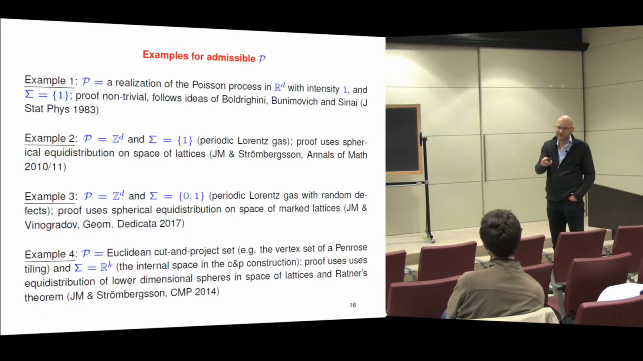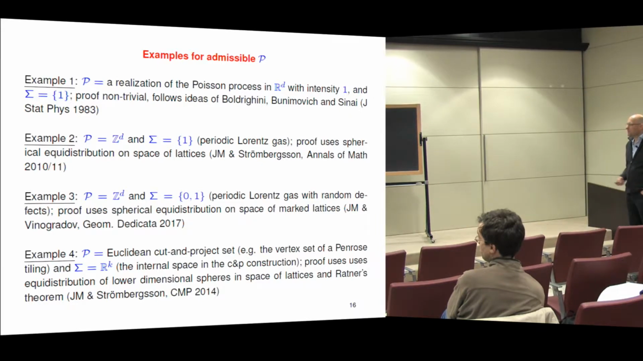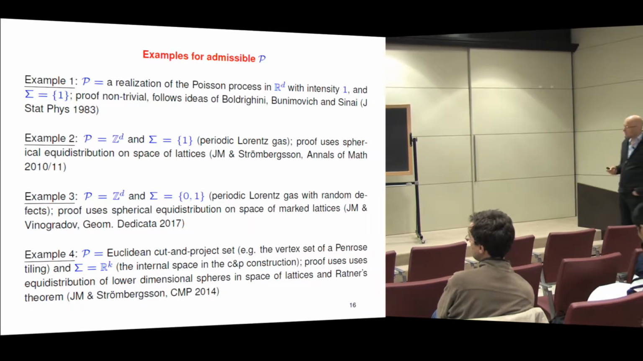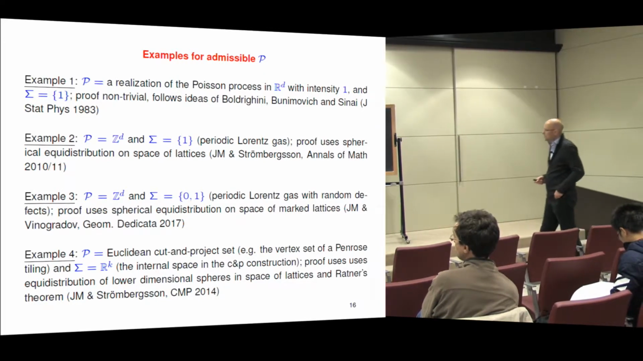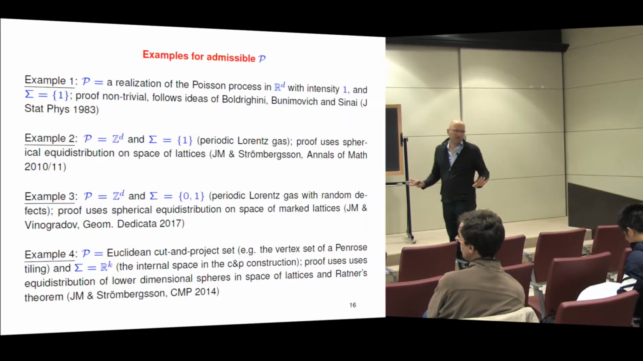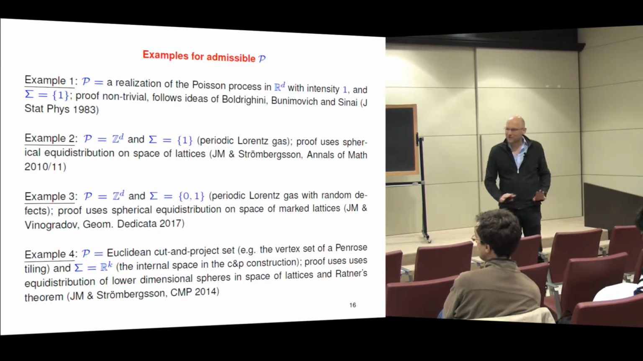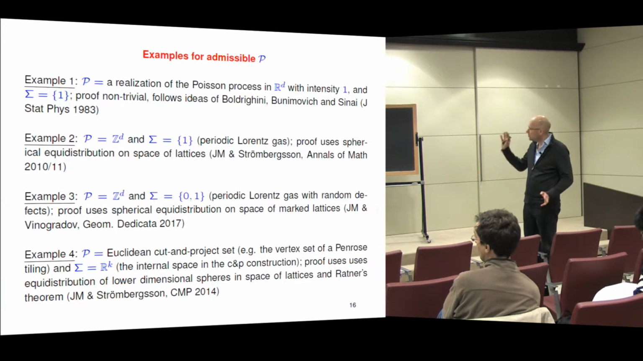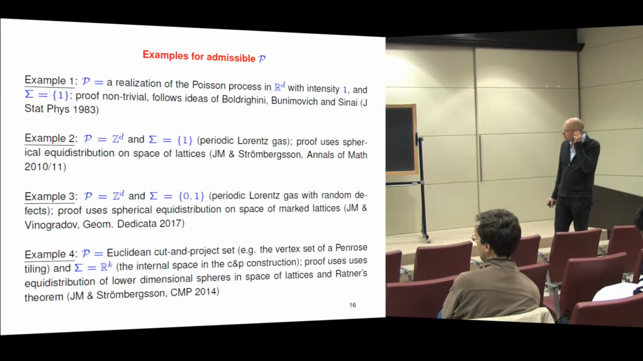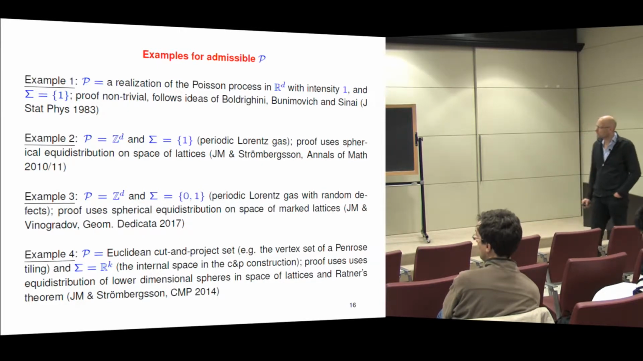Second example is the case of the periodic Lorentz gas, which we have understood already in earlier work. And again, there you don't need marks. And that's not surprising because, of course, we have this translation invariance. So every scatterer is the same anyway. And we do get spherical equidistribution on the space of lattices, which just follows from the mixing property of the diagonal flow on this space.